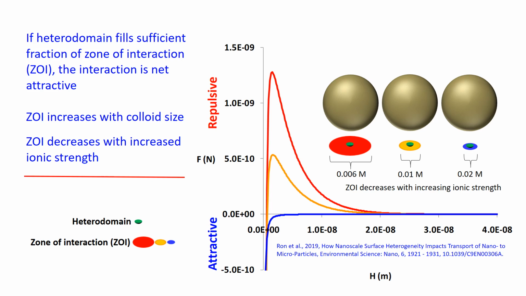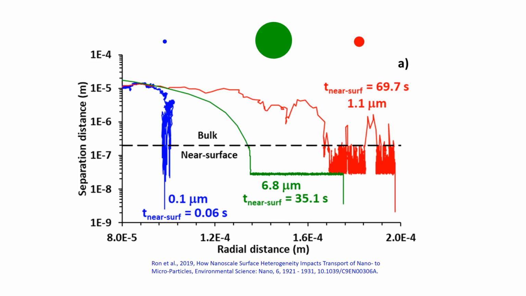Likewise, it depends on the ionic strength of the solution. So for a given size colloid, the zone of interaction is larger at low ionic strength and smaller at high ionic strength. And so that leads to a net repulsive interaction at low ionic strength and an attractive interaction at high ionic strength for a given size colloid.